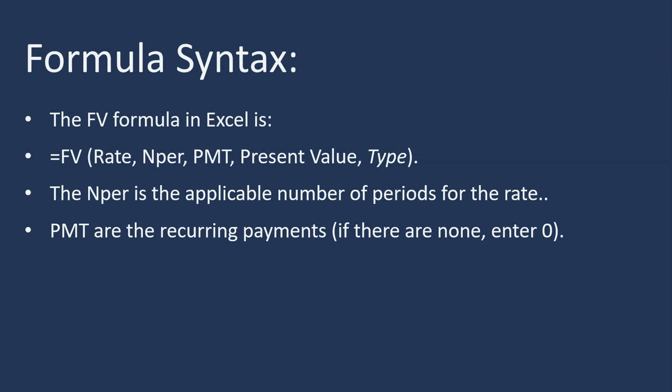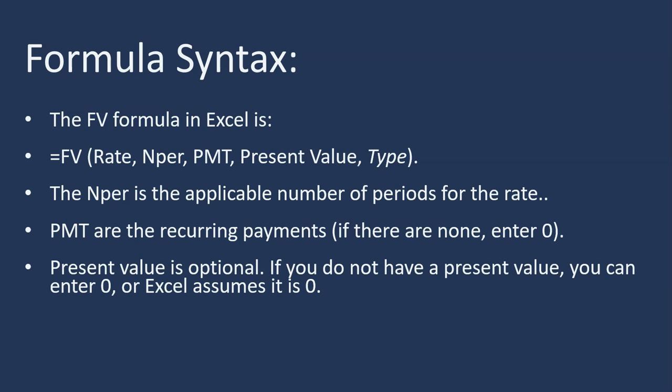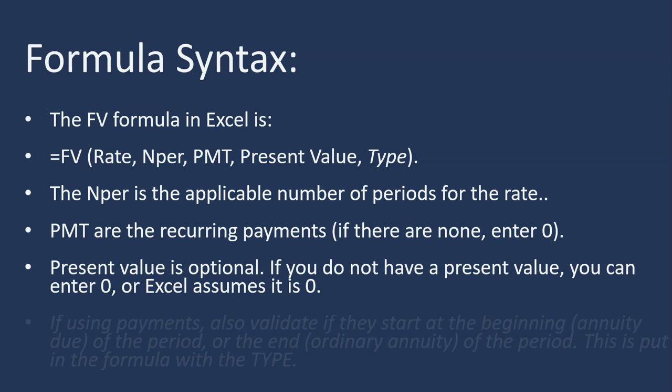Payments are the recurring payments. If there are none, meaning you just have a present value and you want to see what one present value is worth in the future, you can enter 0 for the payments. Similarly, present value is optional. If you don't have a present value and you just have a series of deposits, you could make the present value 0, or you can leave it blank. It's an optional input. Excel assumes that it's 0 if you don't put anything in.